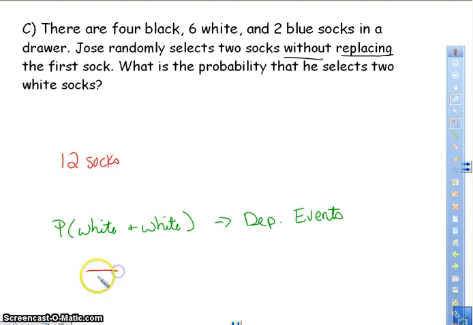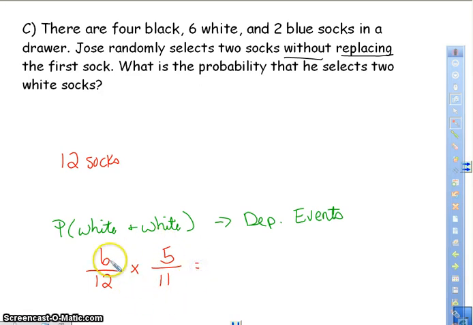Okay, so the probability it's going to be white would be, first of all, out of 12. How many white socks do I have? I have 6 white socks. Times, now I've taken one out of the drawer, so I only have 11 socks left. But since I'm finding the probability of another white sock, I've also taken the first white sock out of the drawer, so I only have 5 white socks left. So you'll see how the numerator and denominator can be affected by the dependent event. If I take one sock out, I only have 11 socks left. And if I take a white sock out, I only have 5 white socks left.